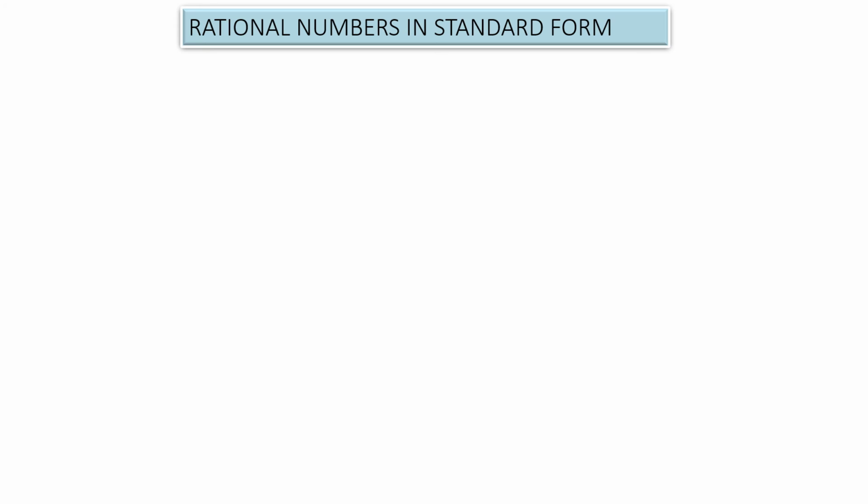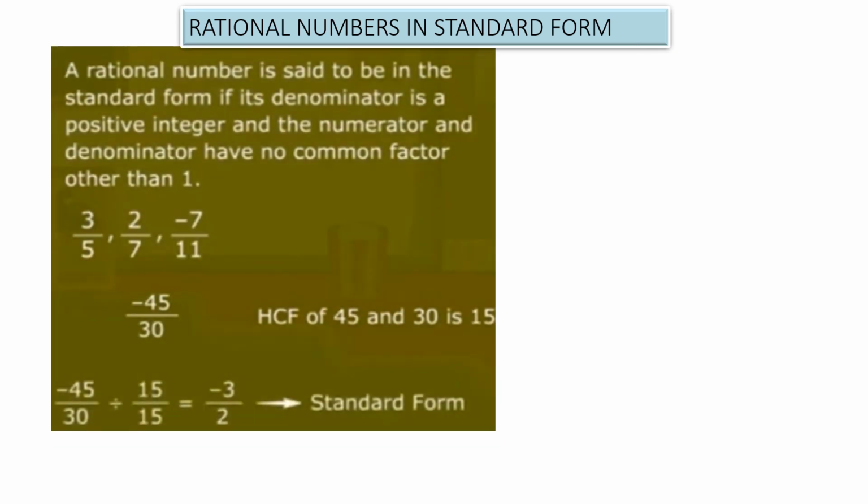Rational numbers in standard form. You know how to express a fraction in the standard form. It should be in the lowest form. Similarly, rational numbers also can be expressed in the standard form. A rational number is said to be in the standard form if its denominator is a positive integer and the numerator and denominator have no common factor other than 1. Some examples of rational numbers in the standard form are 3 by 5, 2 by 7, negative 7 by 11, etc.